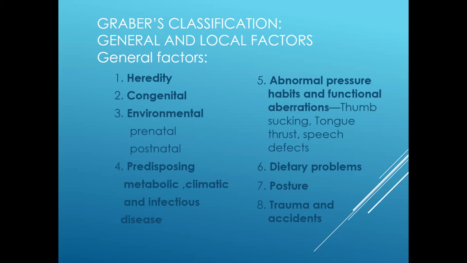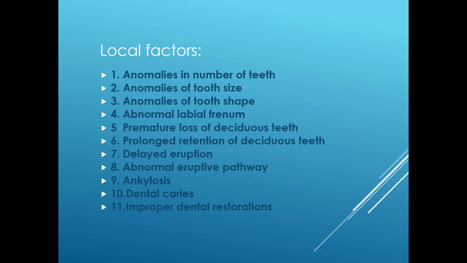Coming to Graber's classification, it may be of both general and local factors, and general factors are mainly hereditary, congenital, environmental, that can be both prenatal as well as postnatal, predisposing, metabolic, climatic, and infectious diseases, abnormal pressure, habits, and functional aberrations, including thumb sucking, tongue thrusting, and speech defects, and dietary problems, posture, trauma, and accidents.